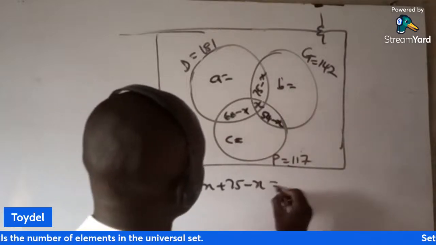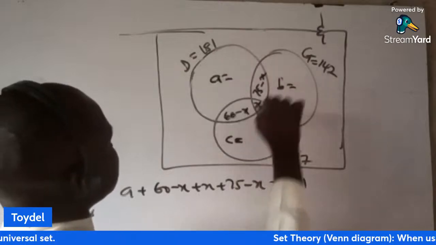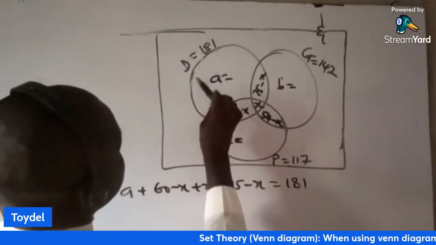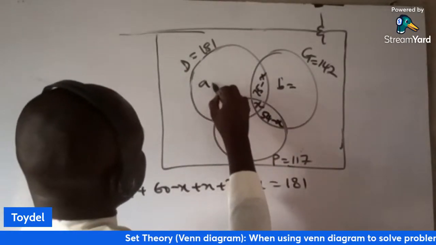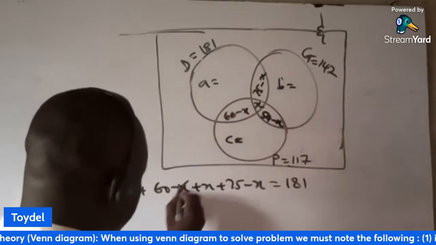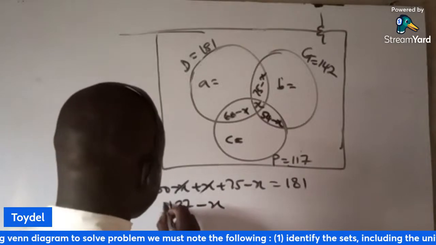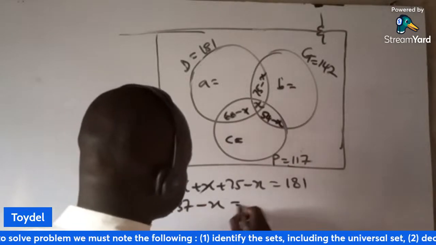60 minus X is equal to 181. Then I'll add everything in this subset together, equate it to 181 for me to be able to know the number of readers that read Punch alone, which is denoted as A. So in this case now, minus X will take care of minus X. I will have 137 minus X, A plus 137 minus X is equal to 181.